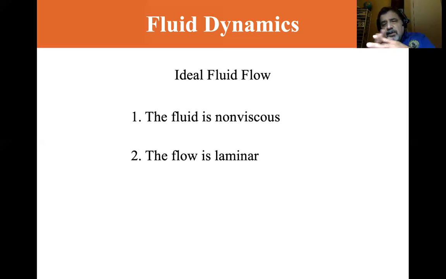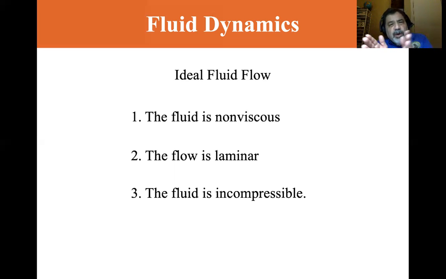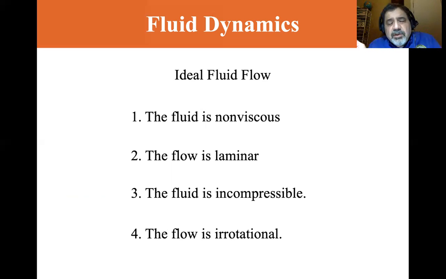The flow is laminar. In other words, there's no turbulence in the flow. There's no eddies. There's no angular momentum. The flow is just laminar. The fluid is incompressible. If it goes through a constriction, we'll learn that the velocity has to pick up. The water doesn't compress, and the flow is irrotational. Again, there is no angular momentum. So these are the idealizations that we use in fluid dynamics.